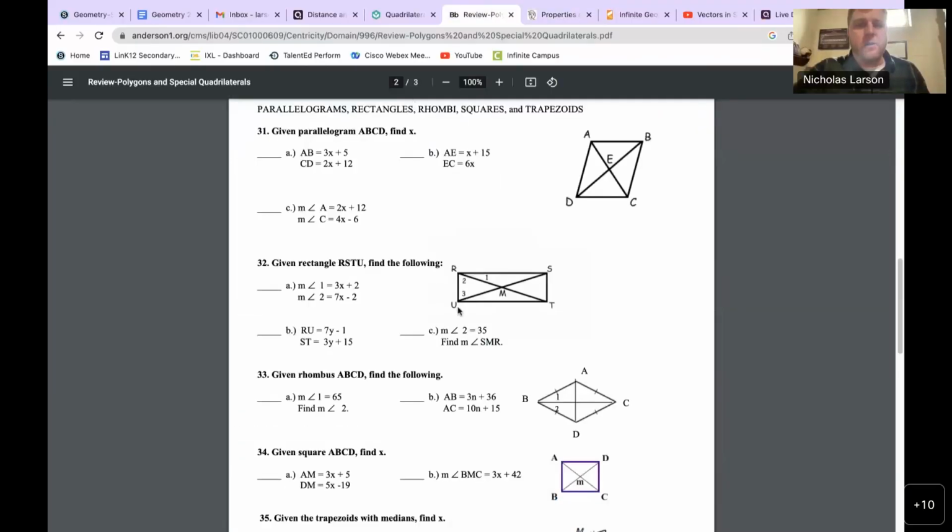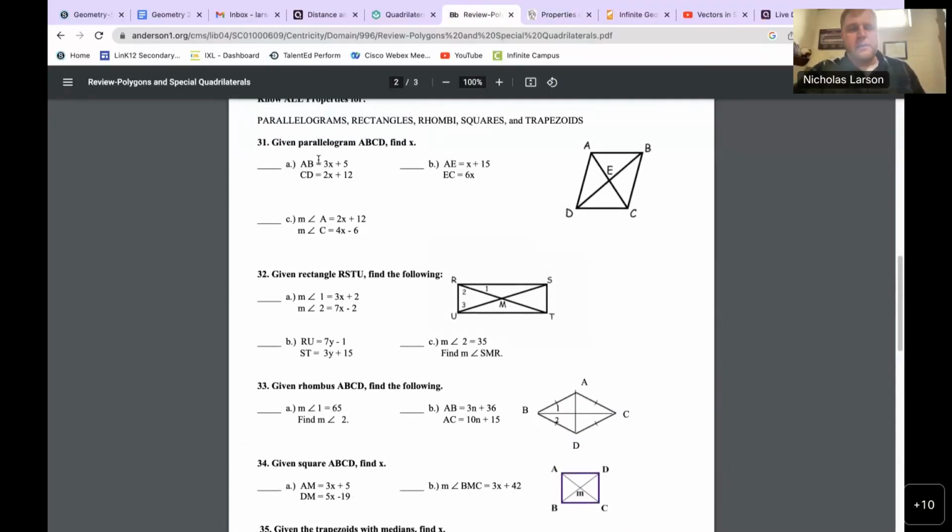Before you take your quiz, you should hopefully have a good understanding or be able to solve most of these types of problems. How do I use what I know to determine parallelograms, rectangles, rhombuses, and squares? How do I use these properties to solve?